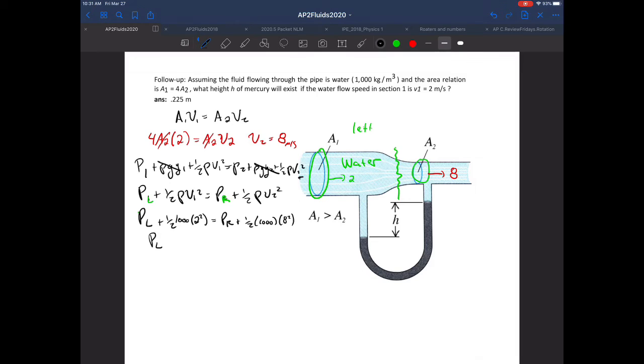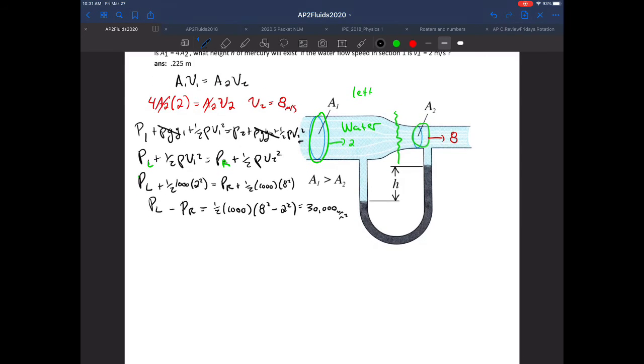Okay, so you know that pressure difference between the left and the right, P left minus P right, is going to be 1/2 times 1,000 times 8 squared minus 2 squared. So I just did a little math all in one step. If you plug that in, that comes out to be 30,000 newtons per meter squared, or pascals.